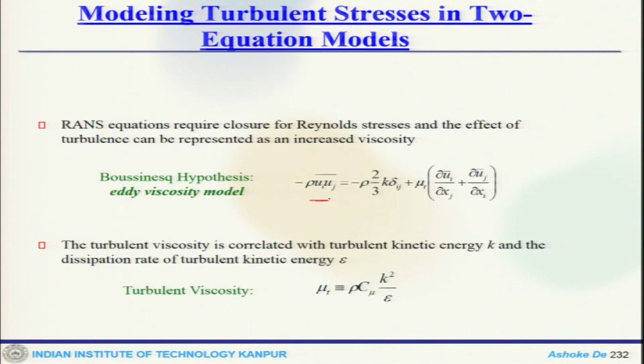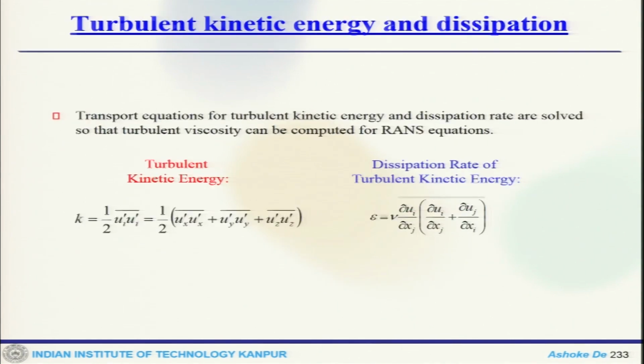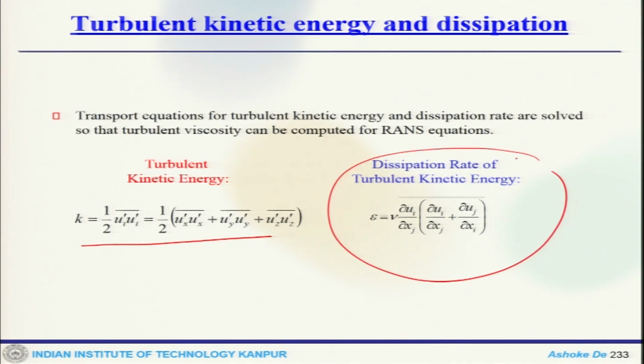Now, one can move to the two equation model, where again, using the Boussinesq hypothesis, the Reynolds stress term can be approximated like this, where the turbulent viscosity is approximated using a model constant and the turbulent kinetic energy and the dissipation. So, this is what we have already looked at, and the turbulent kinetic energy is estimated like that, along with the dissipation rate of the turbulence. So, this is used in the two equation turbulence model.